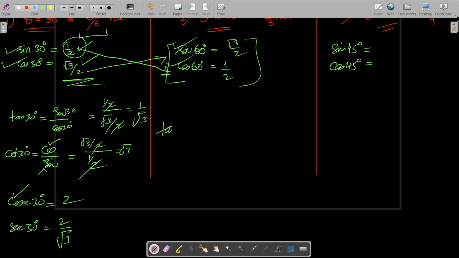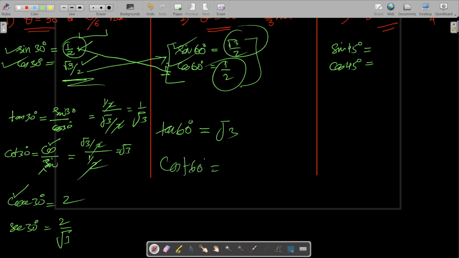Like if you want to know the value of tangent 60, you can do it in your mind because you know that tangent is sine upon cos. The value of sine is radical 3 upon 2 and the value of cosine is 1 over 2. So 2 will be cancelled and the value of tangent 60 is going to be radical 3. This is simple.